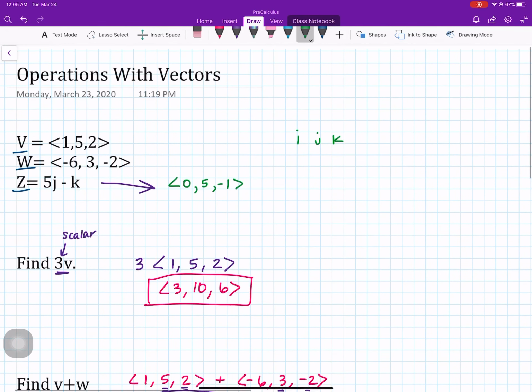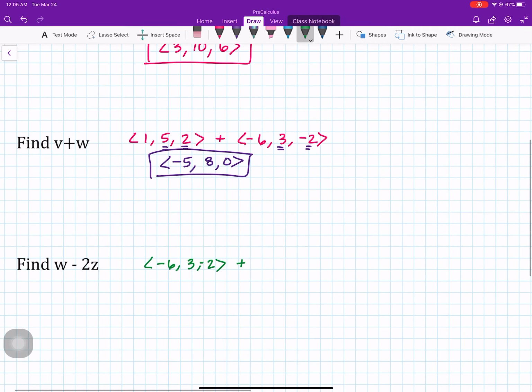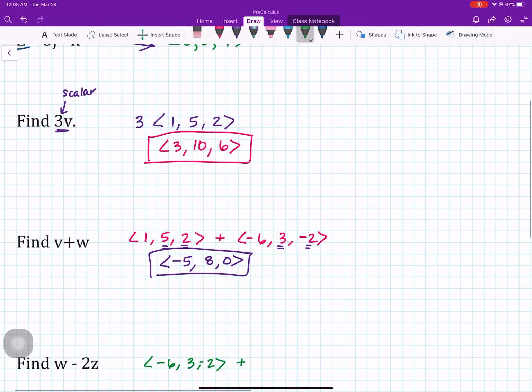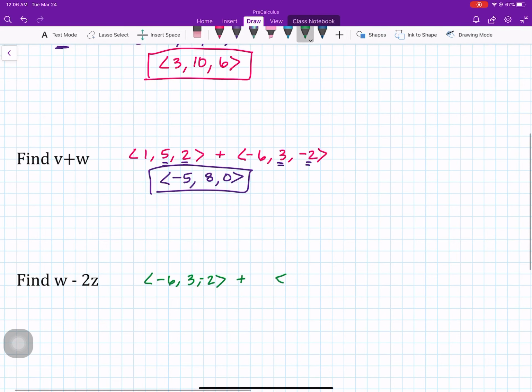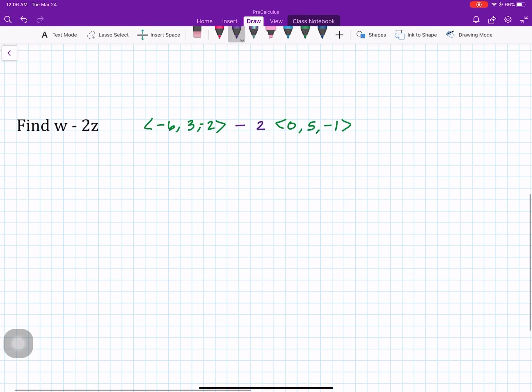And then z, which we said was 0, 5, and negative 1. And let's see, we're not actually adding it. We are subtracting 2 times vector z. So, again, order of operations says that we would multiply everything by 2 first. You could multiply by negative 2 and then add the 2 vectors, or you could just multiply by 2, whichever method you prefer. In theory, you should get the same answer.